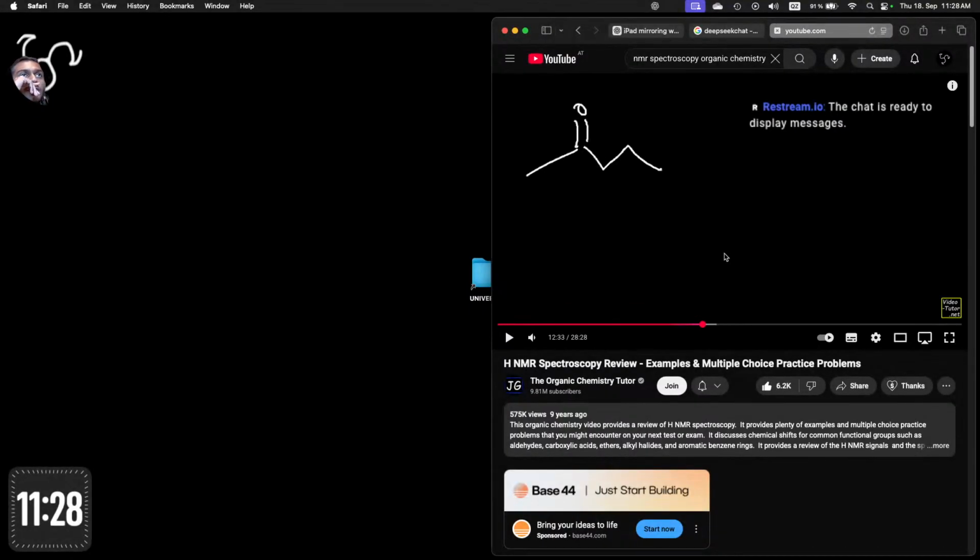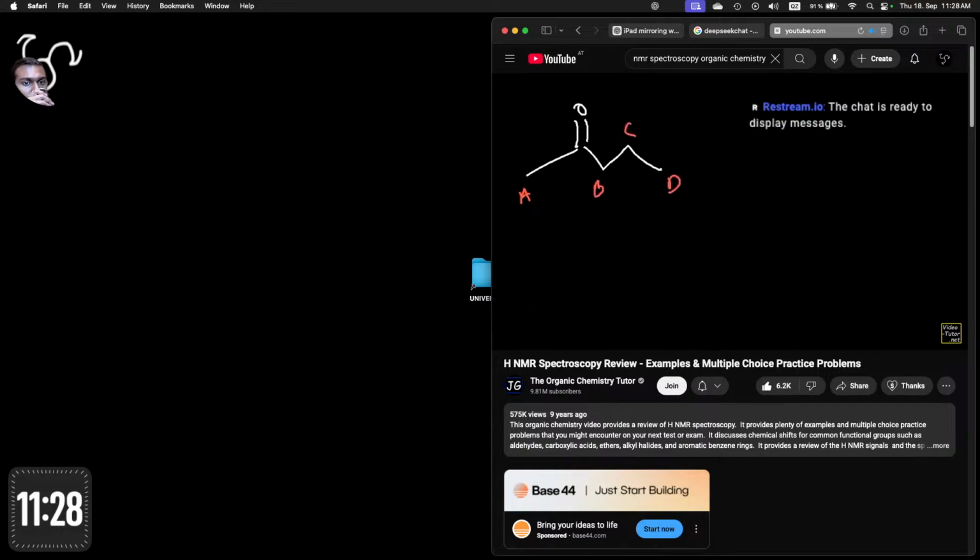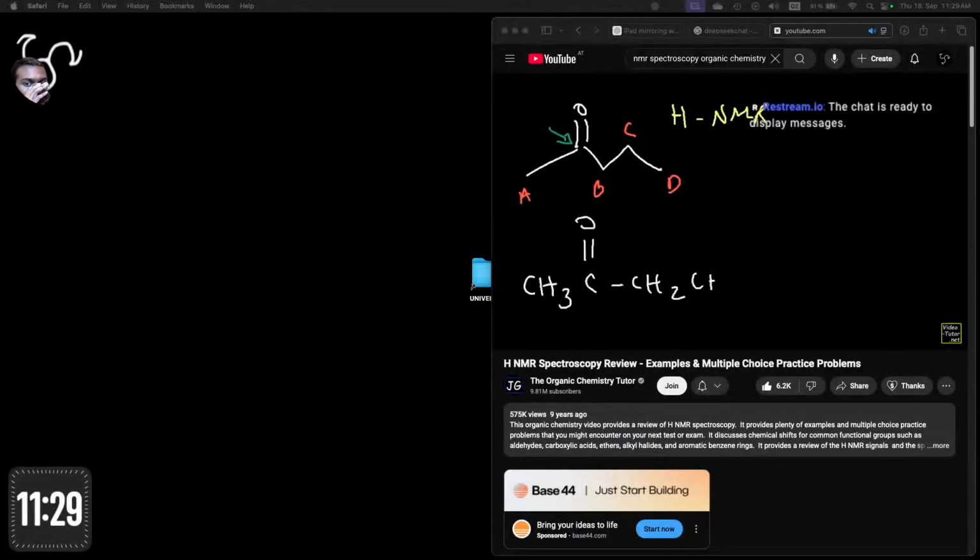How many different signals? I think it's 4. Now notice that there's no symmetry in this molecule. Everything is different. This is going to be signal A, B, C, and D. Now remember, we're focusing on HNMR, not CNMR. So for HNMR, you focus on the hydrogens. We didn't count this one because there's no hydrogens attached to it. If we were dealing with CNMR, we would have 5 signals instead of 4. But since we're dealing with HNMR, there's only 4 different types of hydrogens.